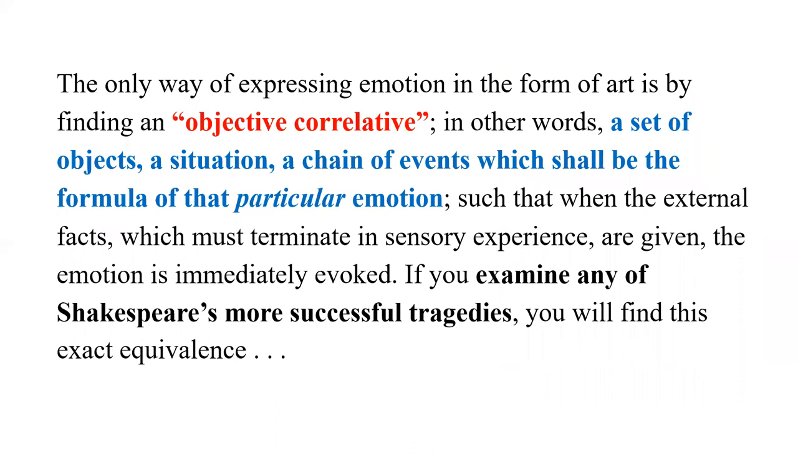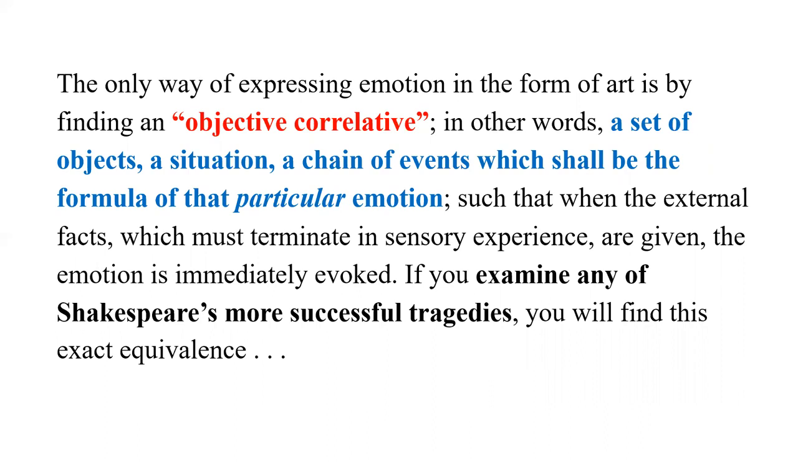Now let's read the term in its context. The only way of expressing emotion in the form of art is by finding an objective correlative. In the very next sentence, T.S. Eliot gives a definition: objective correlative is a set of objects, a situation, a chain of events, which shall be the formula of that particular emotion. Simple. He says if you want to convey a particular emotion in a work of art, you should have some external features through which you can convey that emotion to the reader or spectator.